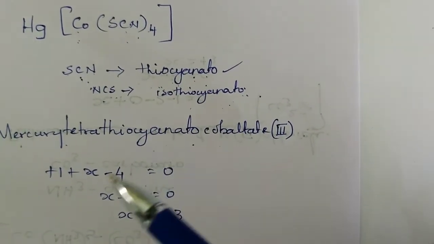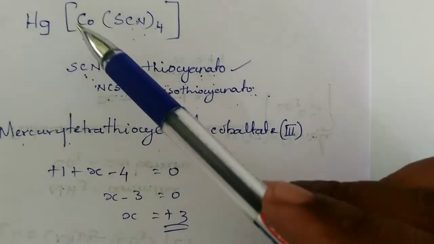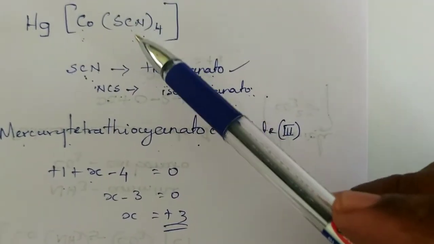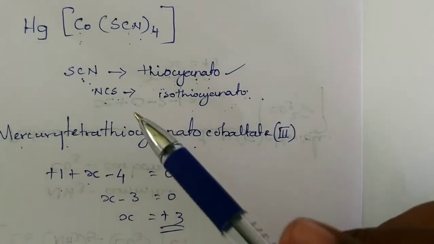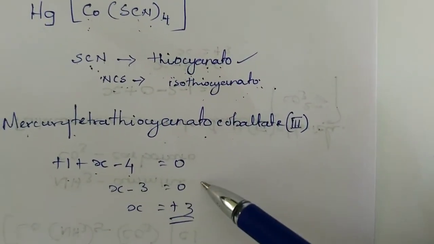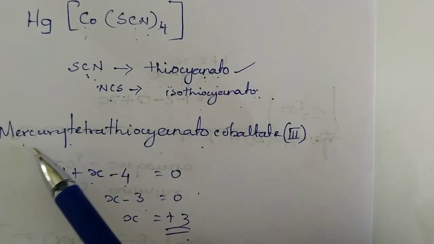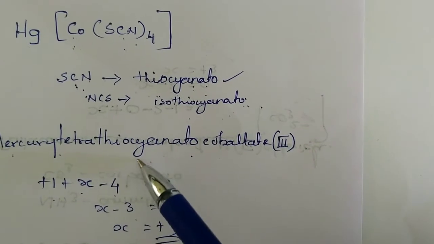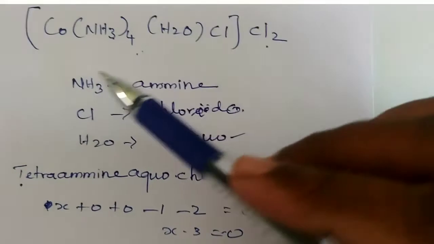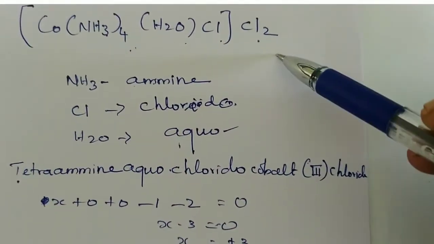Now, we have to calculate the oxidation number. For mercury, +1. For cobalt, we take x. SCN, for 1 SCN, -1 is the charge. 4 SCN is present, so -4. Then 1 + x - 4 = 0, x = +3. Therefore, mercury tetrathiocyanatocobaltate(III). Next, [Co(NH3)4(H2O)Cl]Cl2.